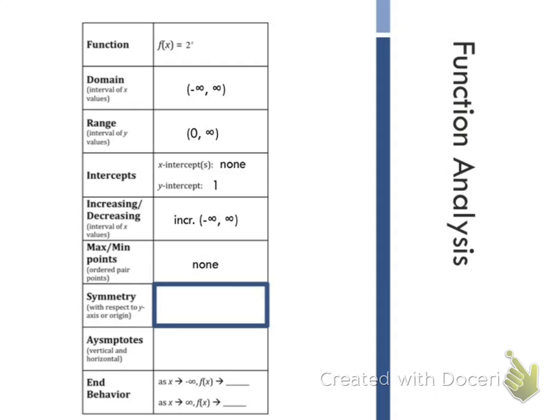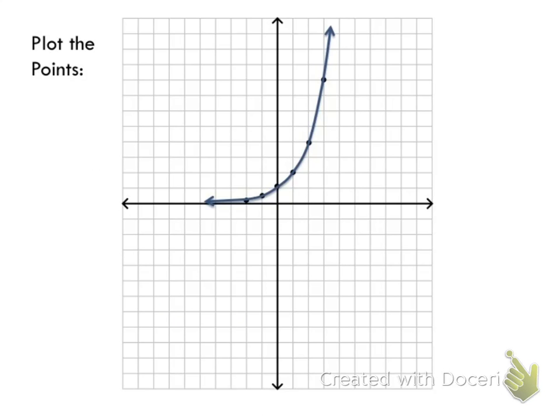Now, for symmetry, remember there's two types that we look for. We look for symmetry with respect to the y-axis, so the left side is a reflection of the right side, or we look for symmetry with respect to the origin. So when you look at this, it's pretty obvious that this side of the graph is not a reflection of this side of the graph. Okay, so we certainly do not have symmetry with respect to the y-axis.